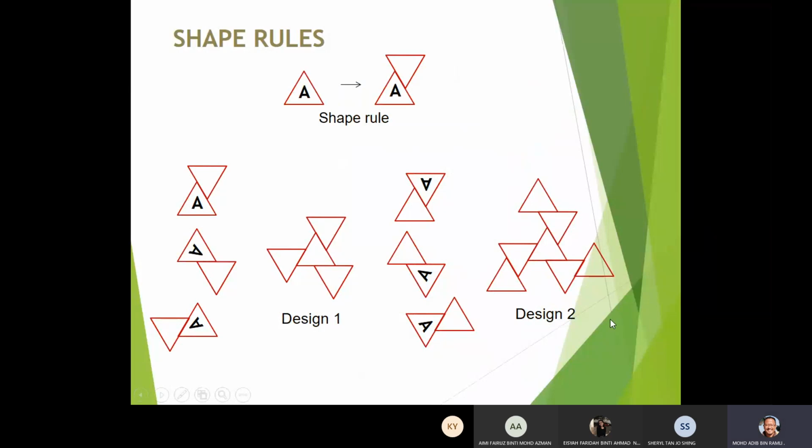Okay, another example. This is a slightly different rule, but the same concept. So you can look at the triangle in a different orientation. So first, when the A is like, okay, you start with this one triangle, and then you apply, you get a new triangle on top.